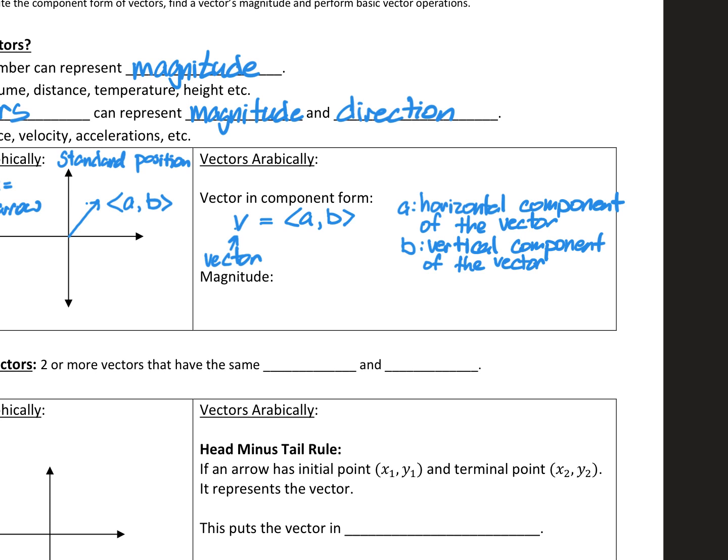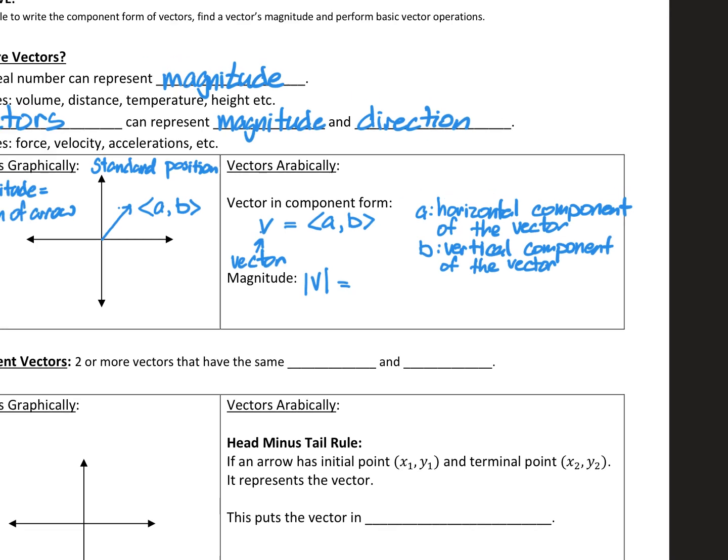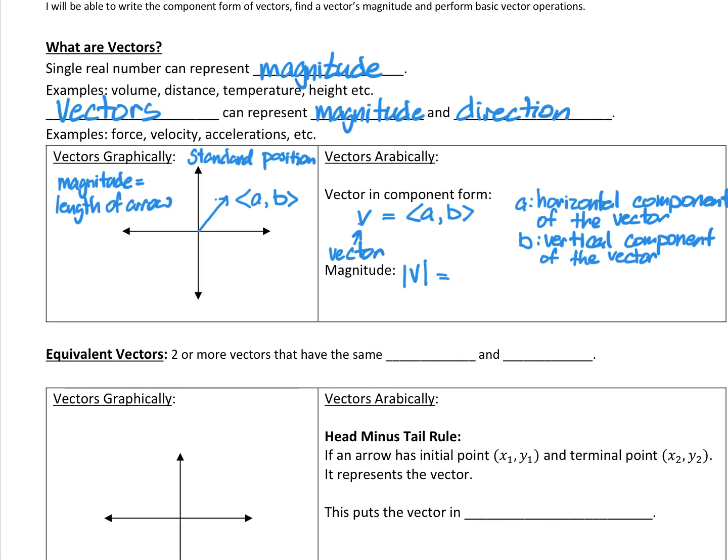Now let's talk about the magnitude. The magnitude is denoted with this notation here. If you have vector v, this would be the correct notation for the magnitude of vector v. To find the magnitude of vector v, remember over here graphically, it is the length of this arrow. And they can be different lengths.